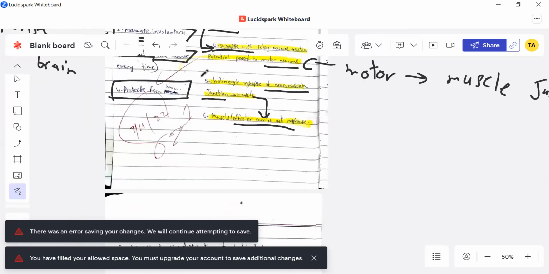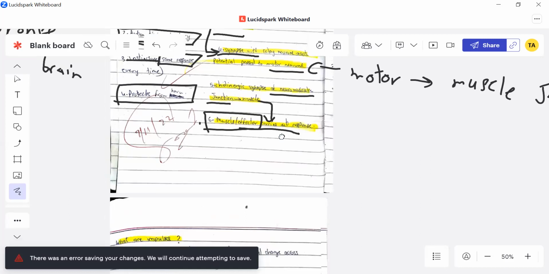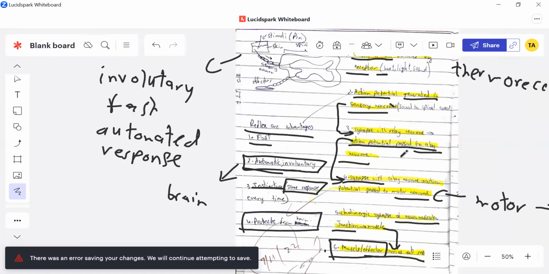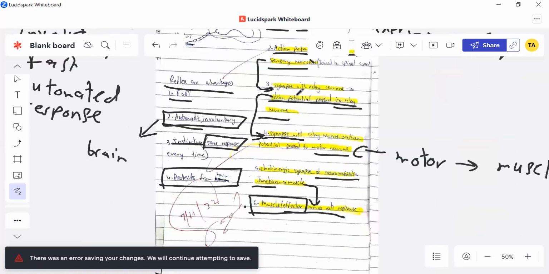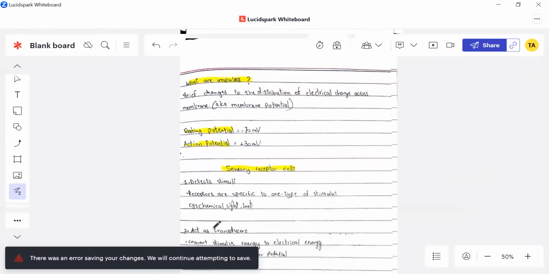So the muscle, or the effector, will carry out an appropriate response. In the case of touching a hot thing, the response would be your muscle contracting and moving your finger away from the hot thing. All right. So this is how a reflex arc works. Again, this is a very basic definition. We'll talk more about this. All right. So what are impulses?